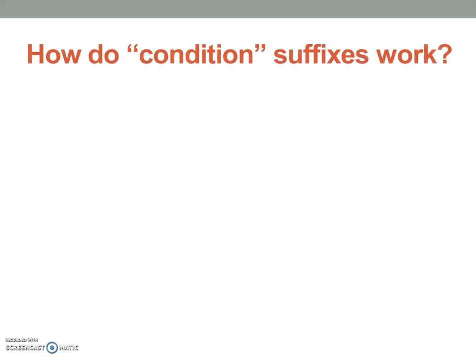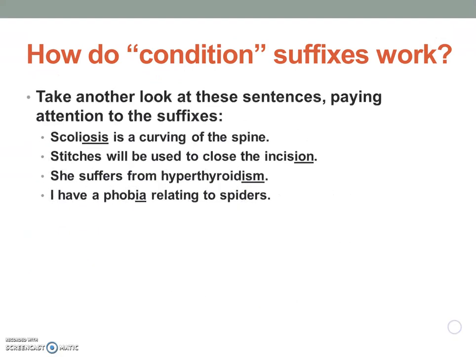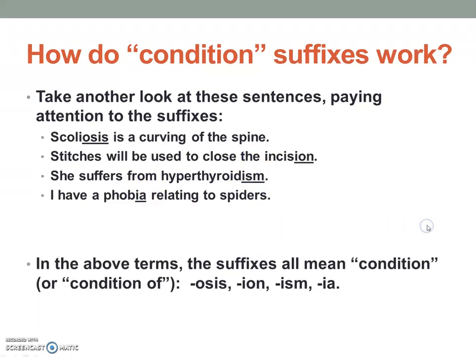So how do condition of suffixes work? Well, let's take another look. Let's pay special attention to the suffixes. Scoliosis is a curving of the spine. Stitches will be used to close the incision. She suffers from hyperthyroidism, and I have a phobia relating to spiders. In the above terms, the suffixes all mean condition or condition of: osis, ion, ism, and ia.